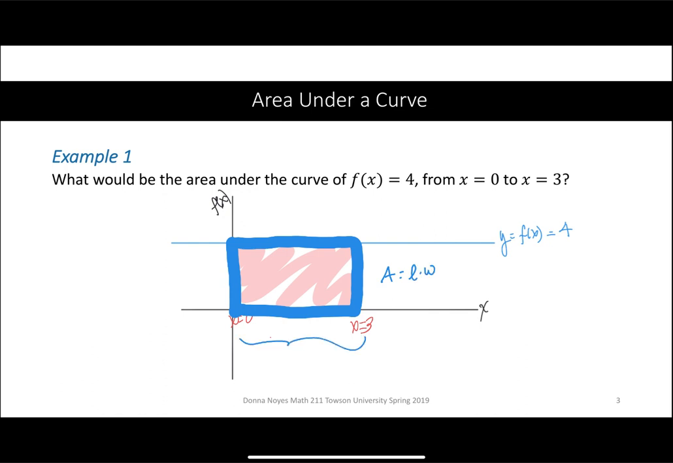Well, the length is from 0 to 3. That length is 3. And its width here, or height if you will, goes from y equals 0 to y equals 4. So its width is 4. So overall, that leads us to an area, which is length times width, of 4 times 3, which is 12 square units.